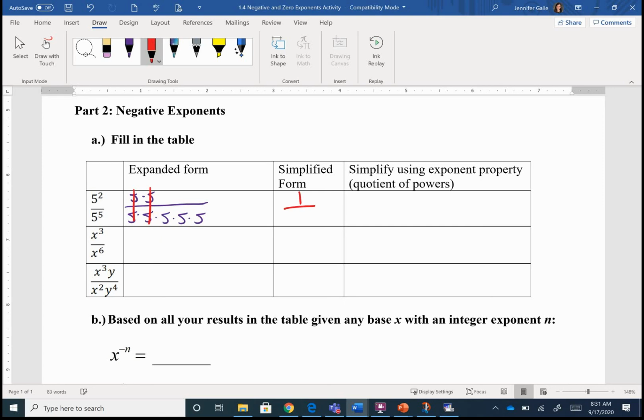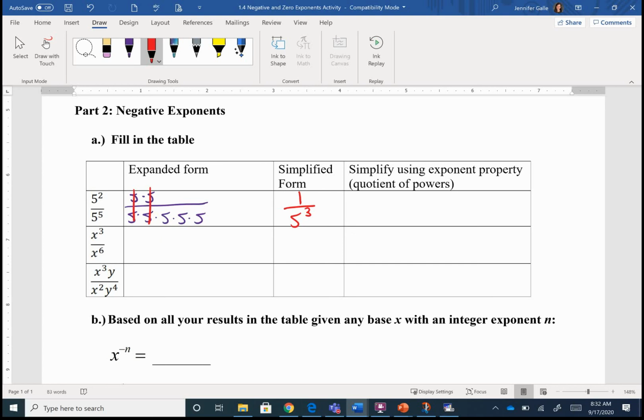How many 5s do I have on the bottom? 4, 5. Careful. We got rid of 2 of them. 3. 5 to the 3rd. So a little bit different. We had more 5s on the bottom than the top. So when we simplified, it looked like our top ended up being empty, but there's really a 1 there.